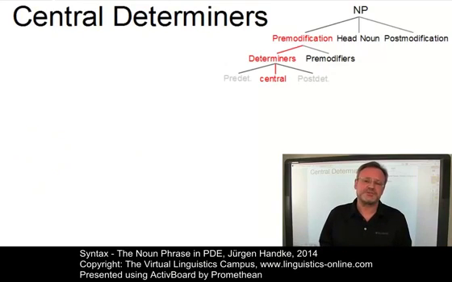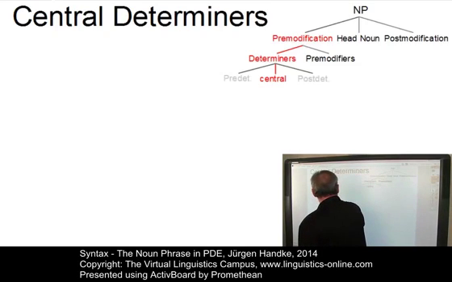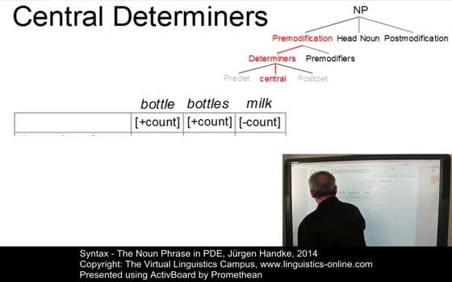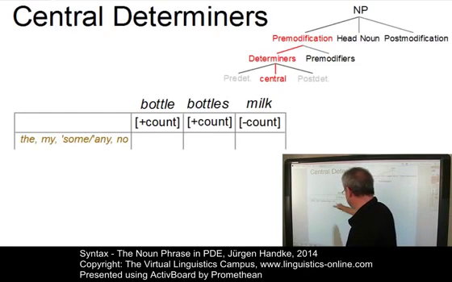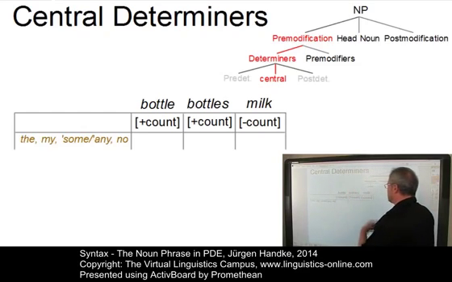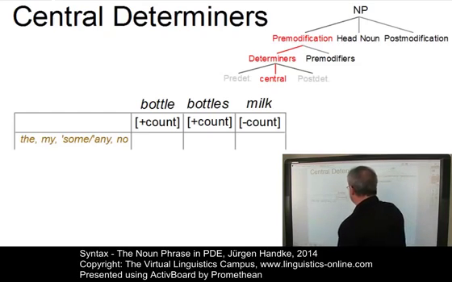There are 6 classes of determiners that can be associated with the 2 noun classes, count noun and non-count noun. For example, we have the first class: the, my, some, any, which are stressed, and no. As an example, we take the count noun bottle in the singular form, bottles in the plural form, and a non-count noun such as milk.